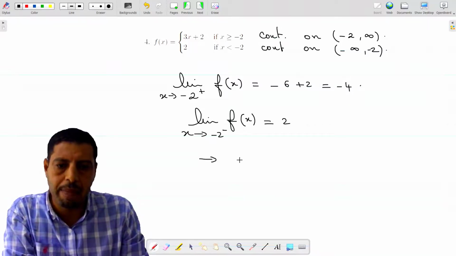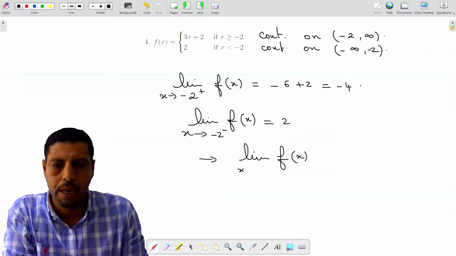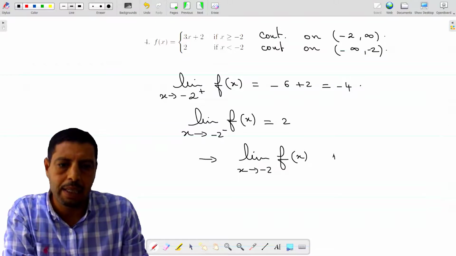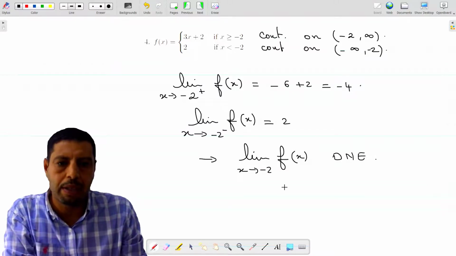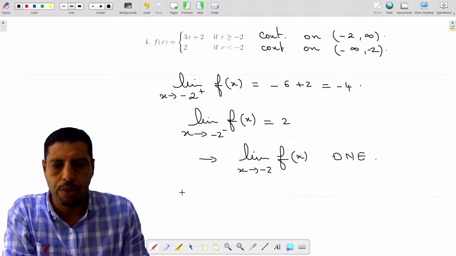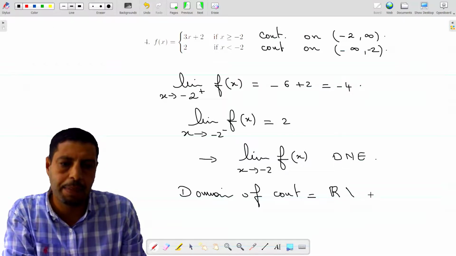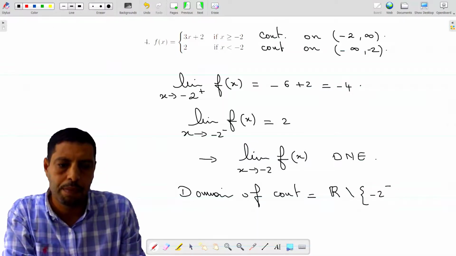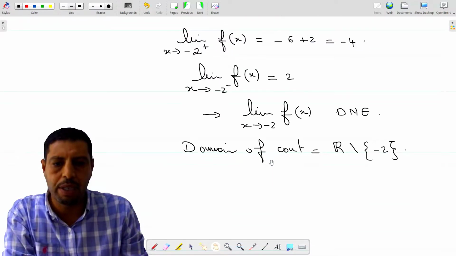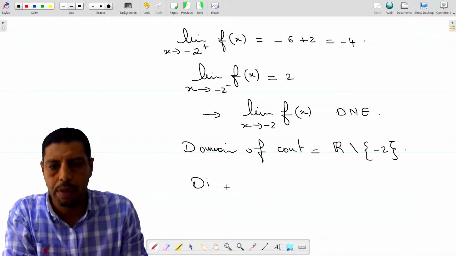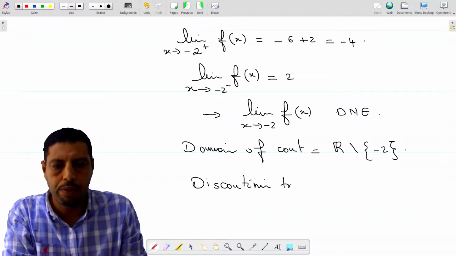Therefore, we can conclude that the limit as x approaches negative 2 does not exist. And this point will be a point of discontinuity. Okay, so the domain of continuity of this function is the set of all real numbers except the point -2. Okay, so there is a discontinuity point at x equals -2.